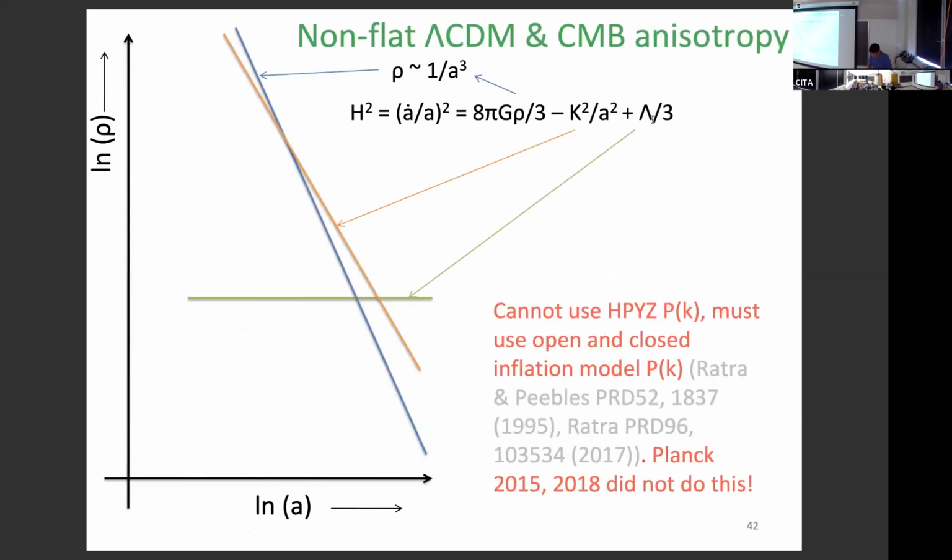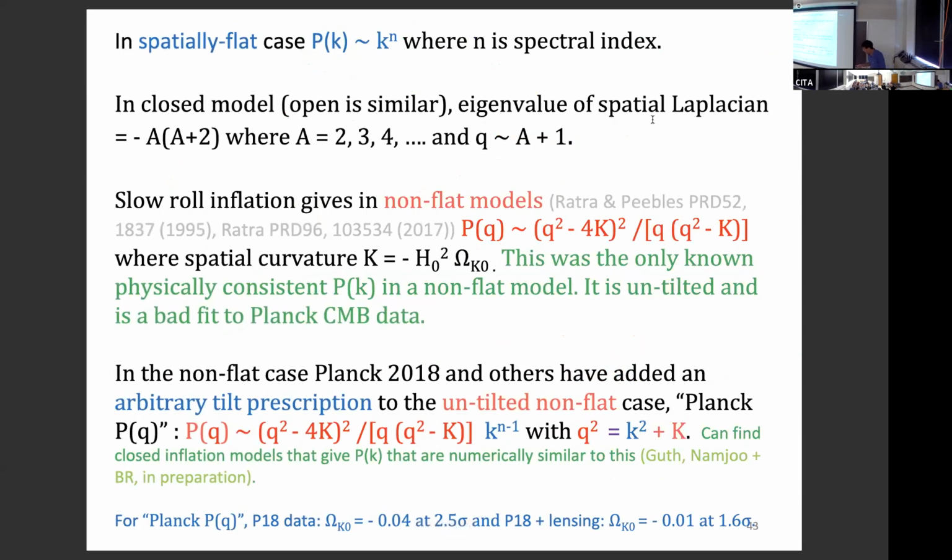So I want to put in spatial curvature now in this model. What people usually do in the CMB, in the spatially flat case, is they take a power spectrum that's a power law. And you can't do that in the closed and open models because you have an additional scale, which is the curvature scale. And in the closed model, you have discrete eigenvalues for the Laplacian. So there's some range, and these are integers.